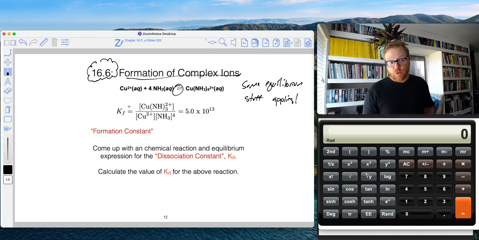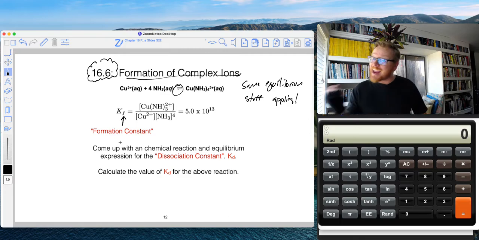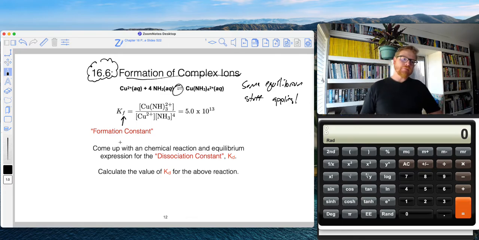Okay. So for example, if we look at the formation constant, we've got a new letter to put next to our K, Kf. This describes the formation of a complex ion. And so what that means is we want to see the complex ion as a product when we're dealing with Kf. And as it turns out, most Kf's are very, very large. So in other words, much, much greater than 1.